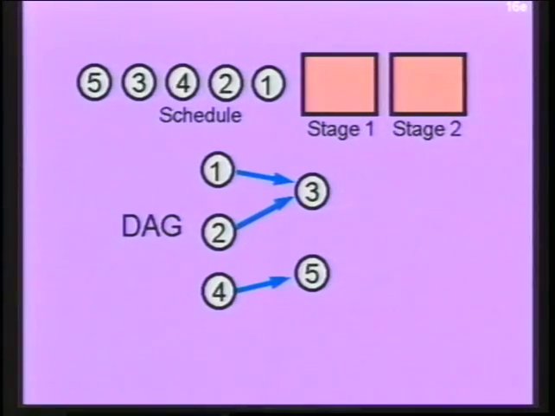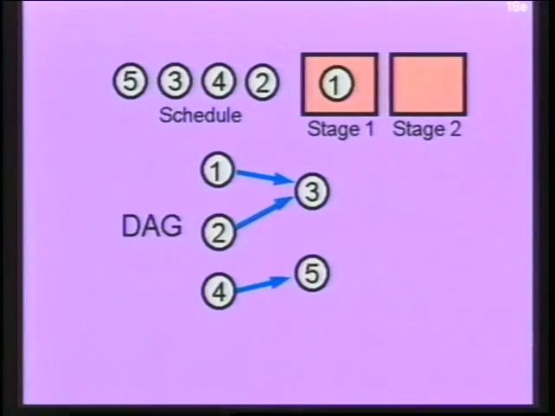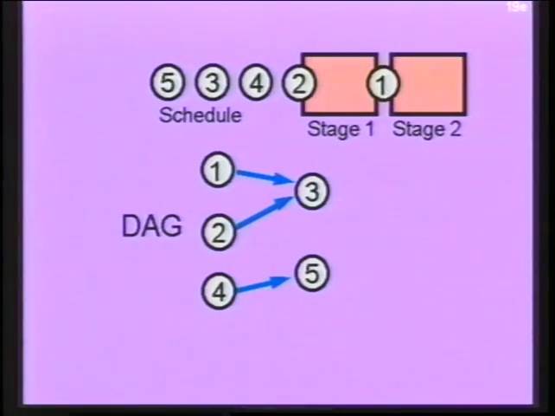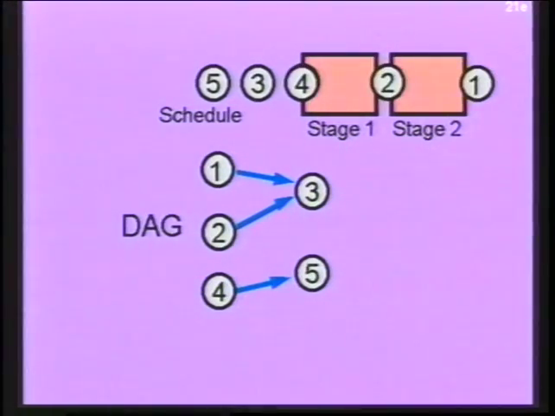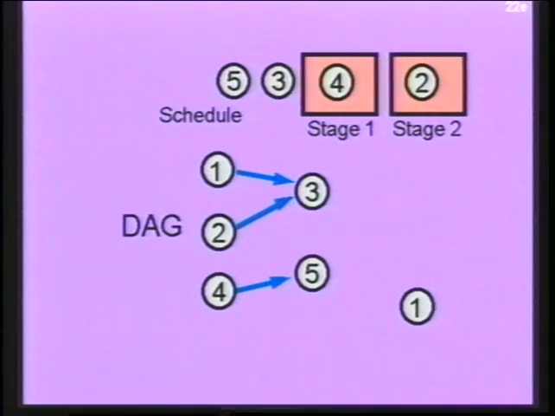We can put instruction 1 in stage 1. There's no problem because there are no dependencies going into instruction 1. And then at the next cycle, we can move instruction 2 into stage 1, and instruction 1 moves into stage 2. The third cycle, instruction 1 falls out of the pipeline, and instruction 4 moves into stage 1.